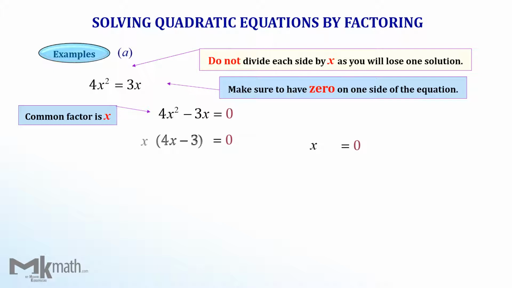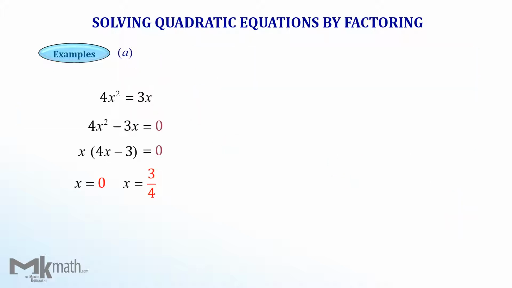Let's set each factor to be 0. From the left factor, we get x equals 0, solving the right factor to get x equals 3/4, or 0.75. Now we have two solutions.